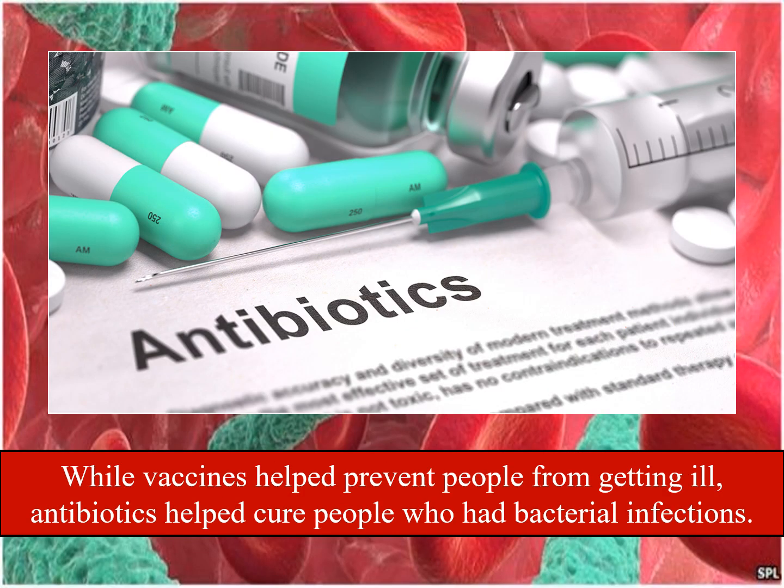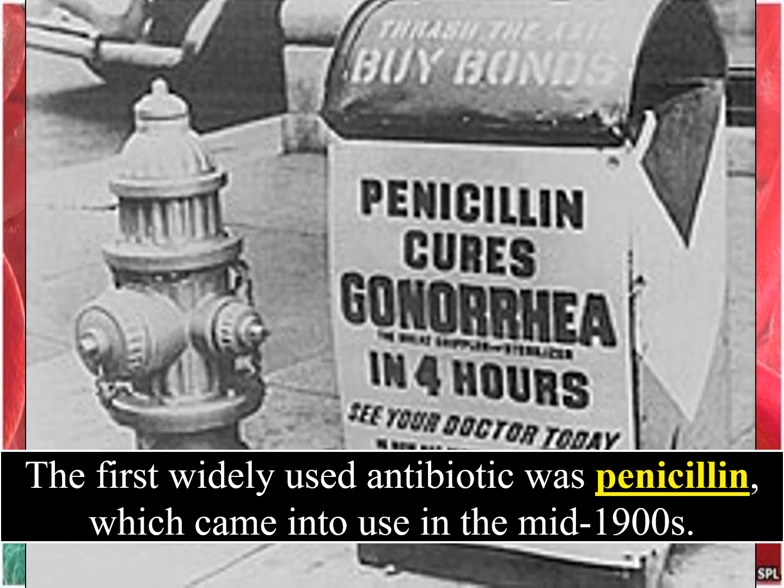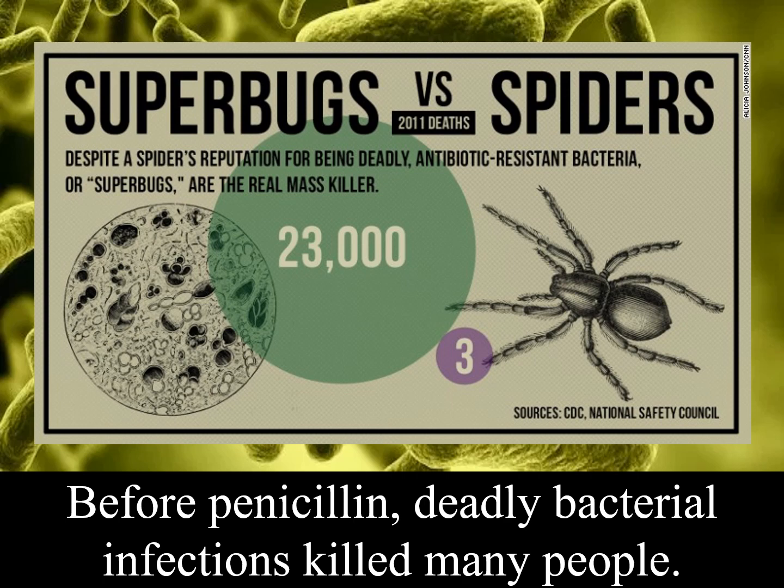While vaccines helped prevent people from getting ill, antibiotics helped cure people who had bacterial infections. The first widely used antibiotic was penicillin, which came into use in the mid-1900s. Before penicillin, deadly bacterial infections killed many people.